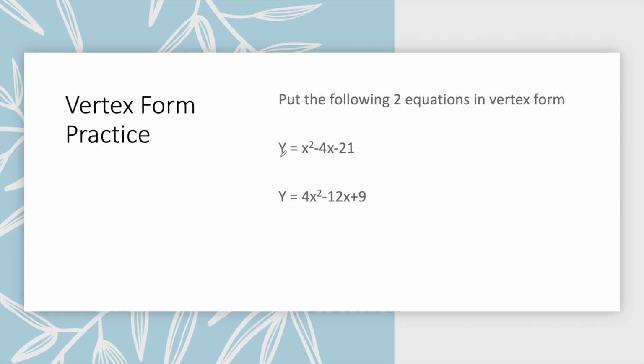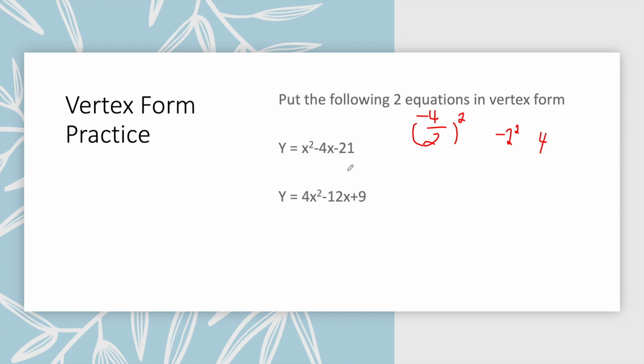Okay, for this first equation, the first thing we want to do is look at our a value. Because this is already in standard form, we don't have to do any type of factoring or FOIL. Because a is equal to 1 and we don't have to factor out anything, we can skip that step. The next thing we want to do is complete the square. To do this, we're going to take our b value, divide by 2, and square it. So negative 4 is our b value, divided by 2 is negative 2, and negative 2 squared is 4.